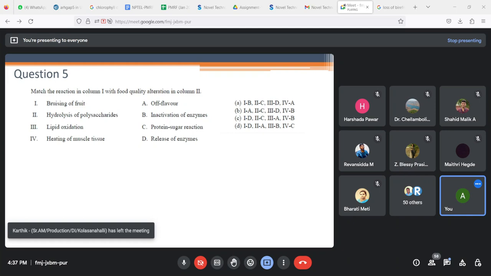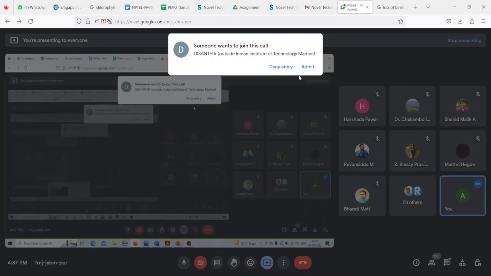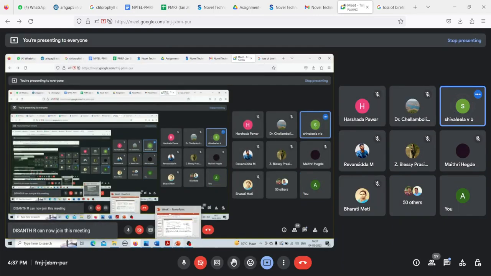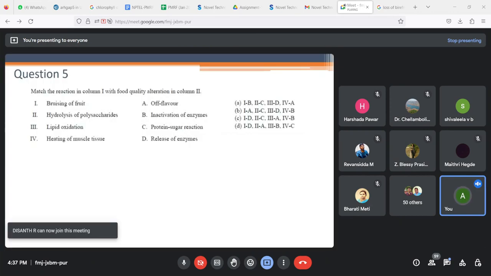So what happens when you cut a fruit or so? Or any of the other reactions? Are you able to match it with one of the food quality alterations here? Release of enzymes. Yeah, so when you cut the food, you will have release of enzymes that are happening. You have cell breakage, and then you'll have release of enzymes. What about the rest?